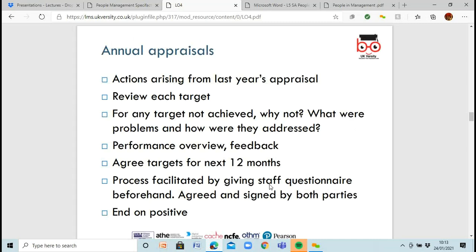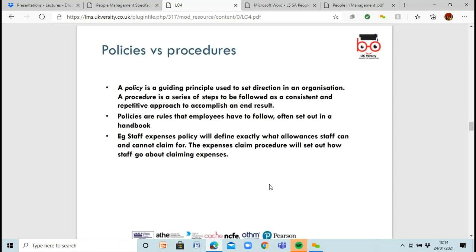And then we've got annual appraisals. These come apart from any actions that came up from the previous year's appraisal. You review each target. Any target that's not been achieved, you ask why not? Were there any problems and how were these addressed? You have a performance overview, so you're getting feedback. And then you're agreeing on targets for the next year. This process is facilitated by giving staff a questionnaire beforehand, and they fill that out, and then you get to know exactly what has and has not been done. And then you both agree and sign it off, and all this ends on a positive.